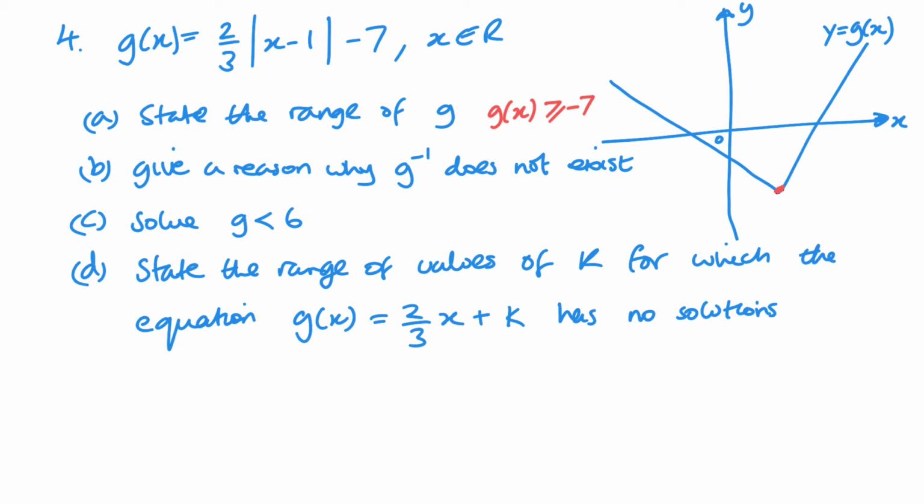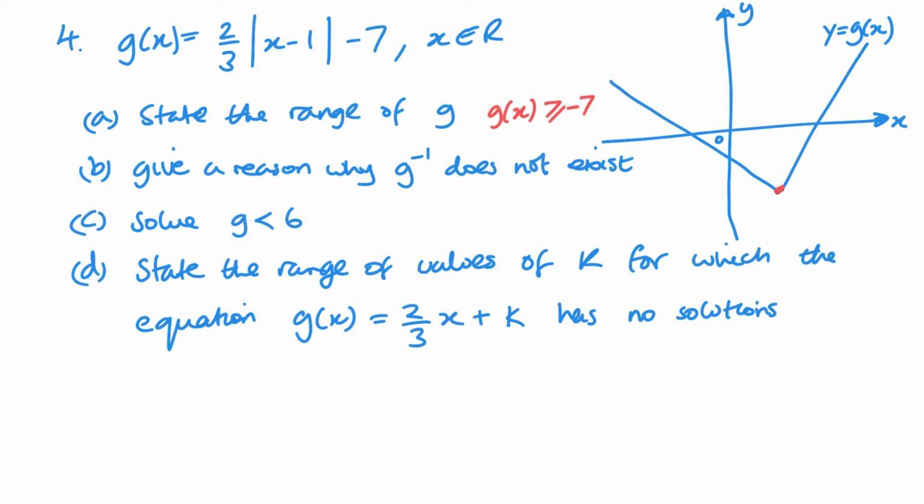Give a reason why the inverse of g doesn't exist. Well, it's a many to one function. It doesn't have an inverse. It has to be a one-to-one function. So I won't write that down, but it's a many to one function is what you want to say. Only a one-to-one function has an inverse.